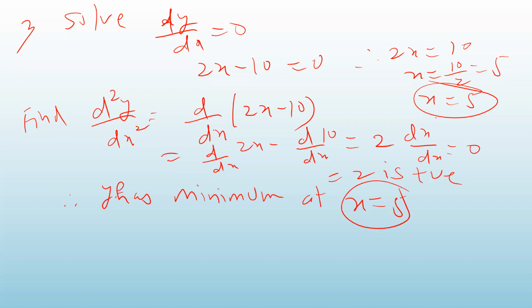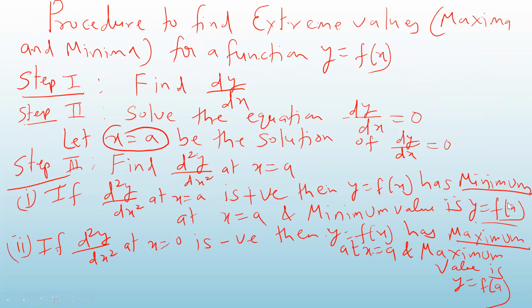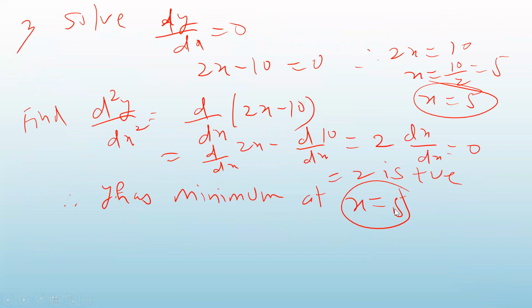इस point के ऊपर y का value minimum रहेगा. Look at our step. If the second order derivative is positive, then the function has minimum. तो हमारा यहाँ पर second order derivative कितना आया है? 2 आया है, which is positive. So the function has minimum at this point. And you can find the minimum value. The minimum value is y at x is equal to 5.